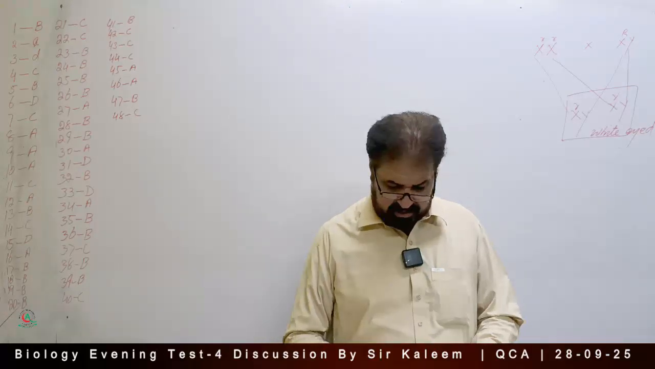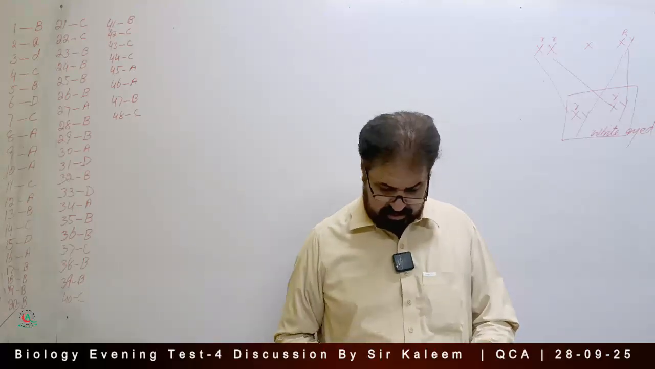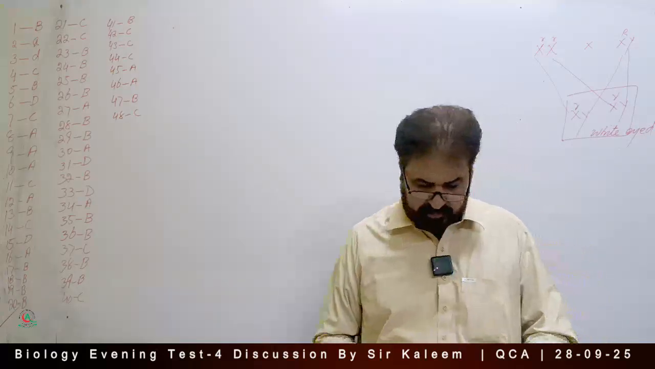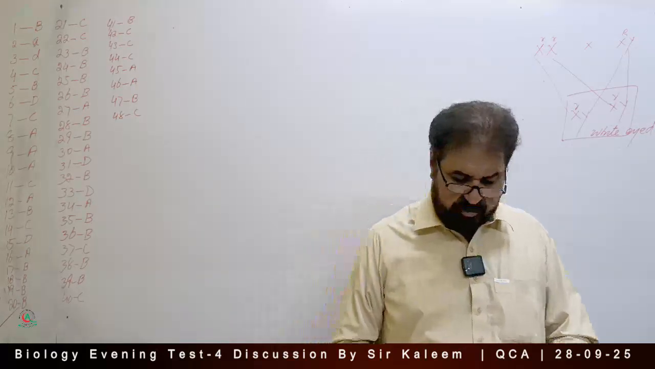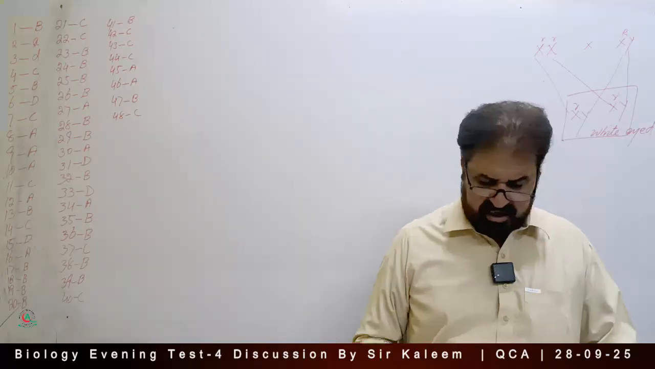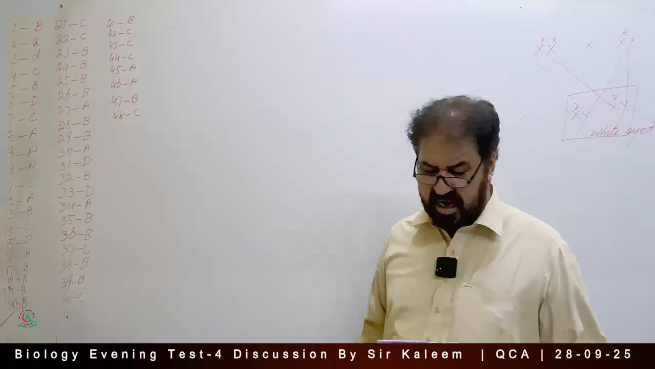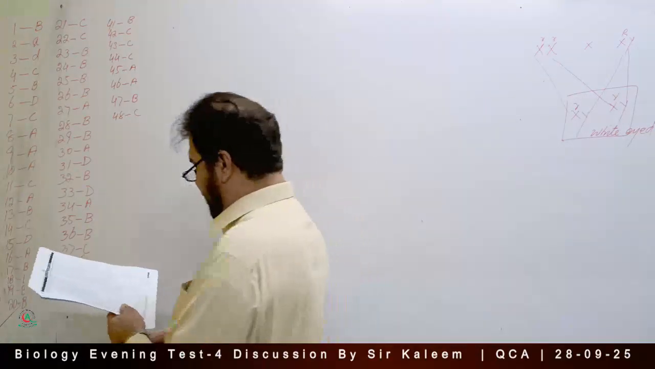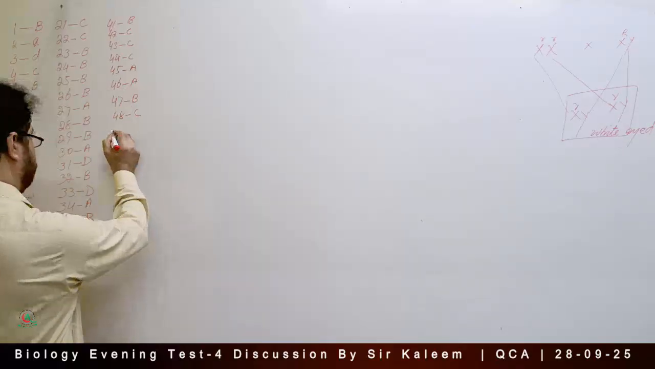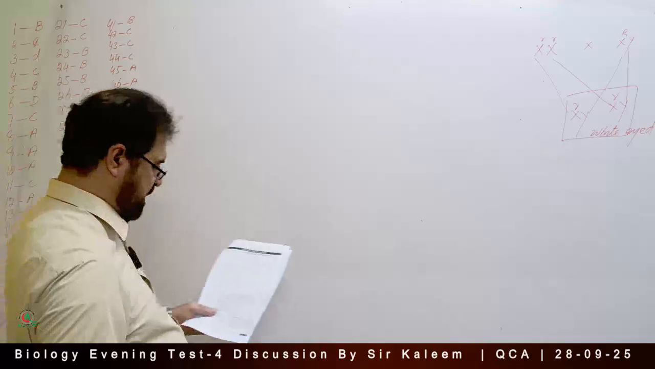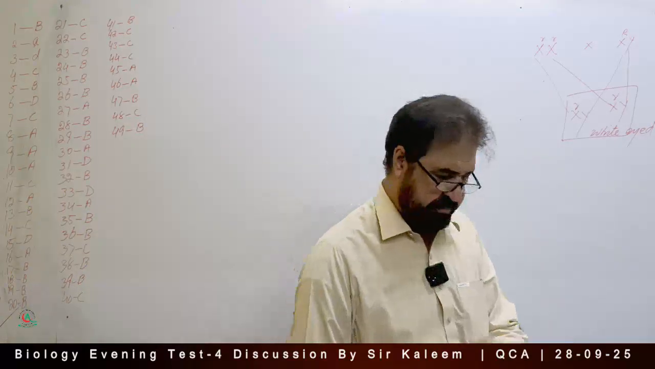Question number 49. The phenotypic ratio of a dihybrid cross in the F2 generation will be 9:3:3:1. Option second is correct. Nine, three, three, one.